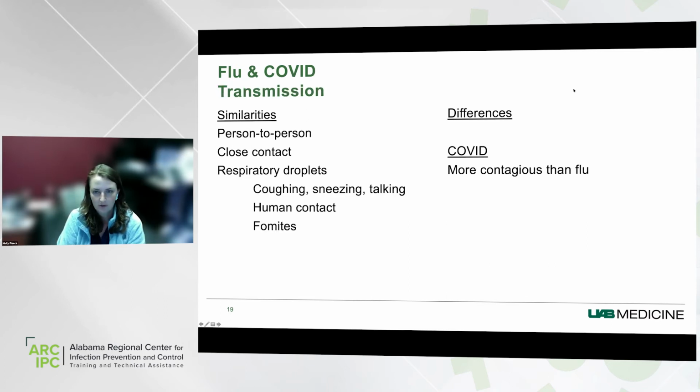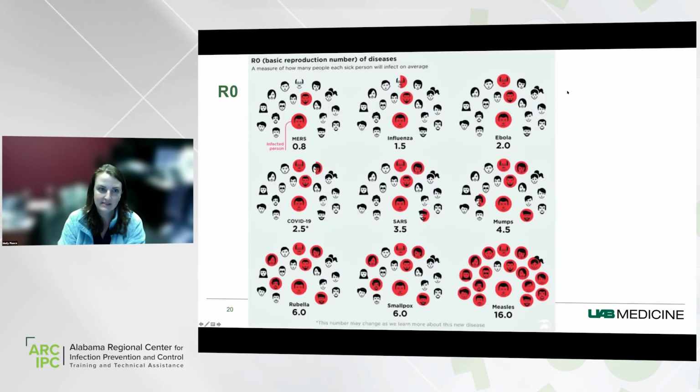So flu and COVID are both transmitted via respiratory droplets, person to person, as I mentioned, requiring close contact, either through coughing, sneezing, talking, human contact, and then fomites, or those commonly touched surfaces. And in general, COVID is more contagious, or more easily transmitted, than the flu. And this has been something that's been talked about quite a bit during the past 2 years with COVID.